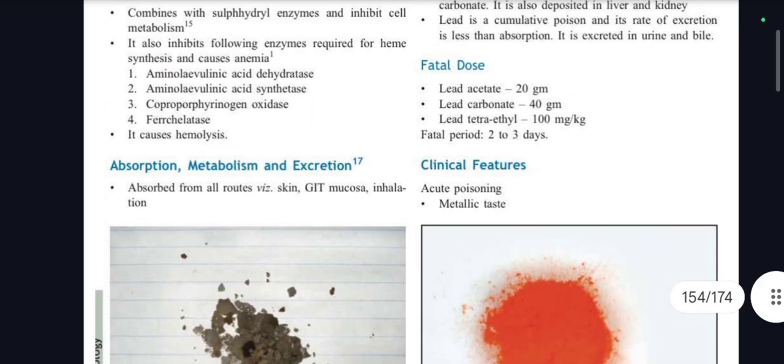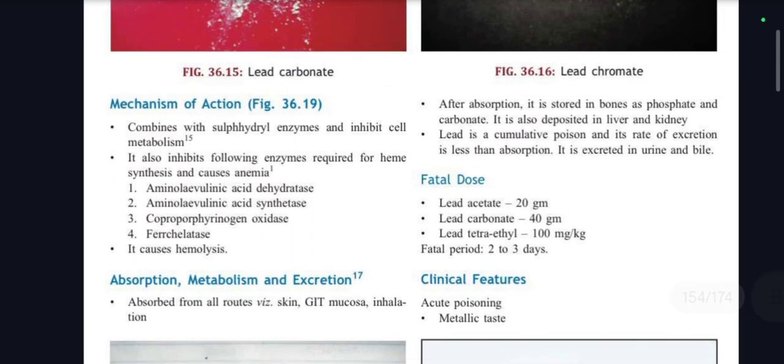Now, what is the mechanism of action of lead poisoning? It combines with sulfhydryl enzymes and inhibits cell metabolism. It also inhibits the following enzymes required for heme synthesis and causes anemia: amino levulinic acid dehydratase, amino levulinic acid synthetase, coproporphyrinogen oxidase and ferrochelatase. These are the four enzymes blocked by lead. So it causes hemolysis, combines with sulfhydryl enzymes, and stops cell metabolism.